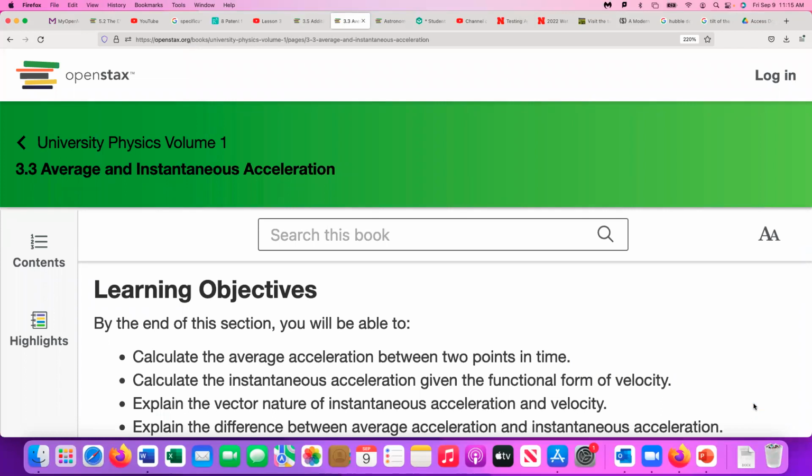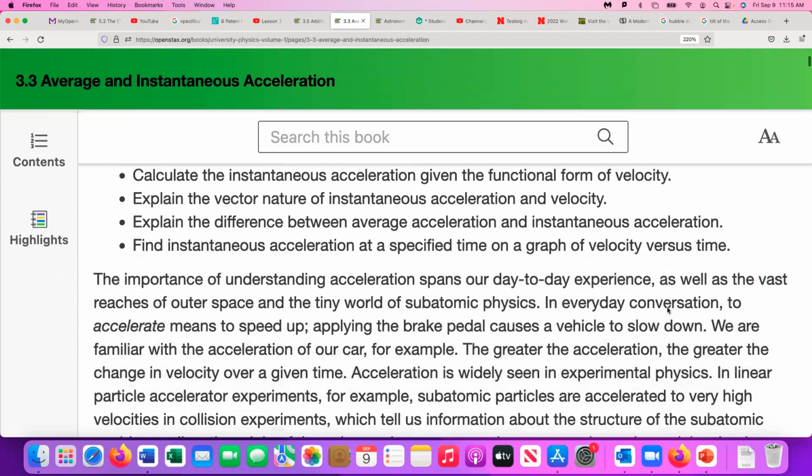So now we've learned displacement, distance, position, velocity, speed. Now we move on to acceleration. Velocity is the change in position over time, or the displacement over time. And acceleration is the change in velocity over time. So acceleration is another derivative. It's a derivative now of velocity.